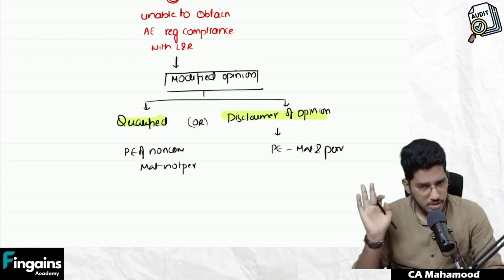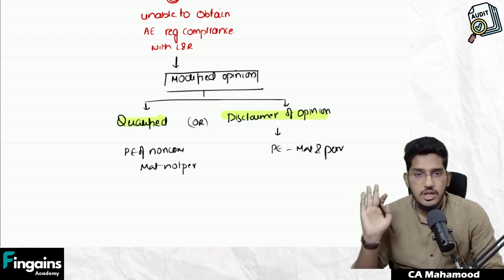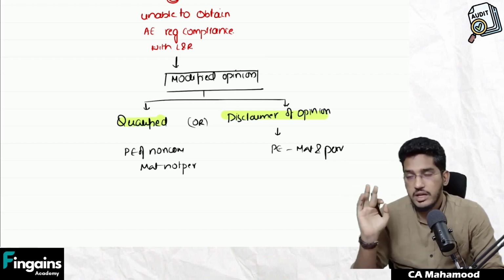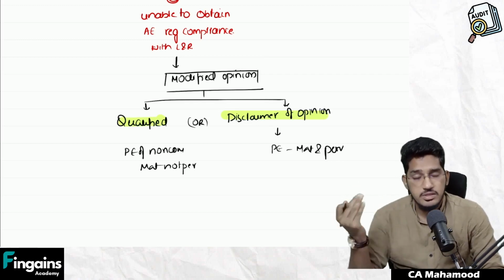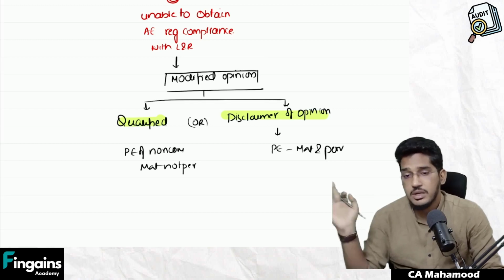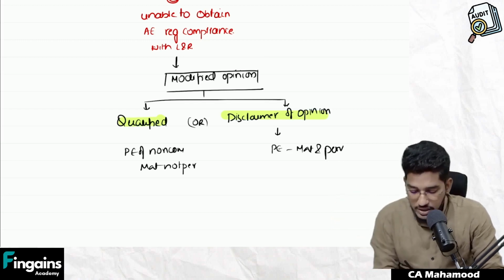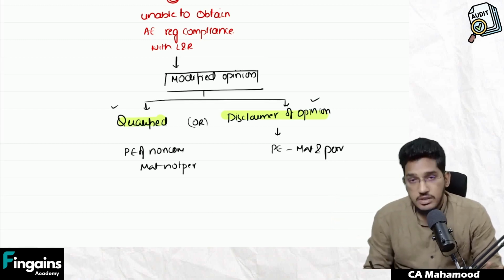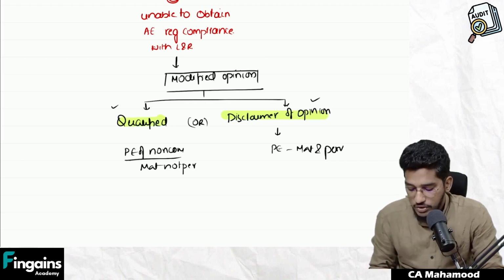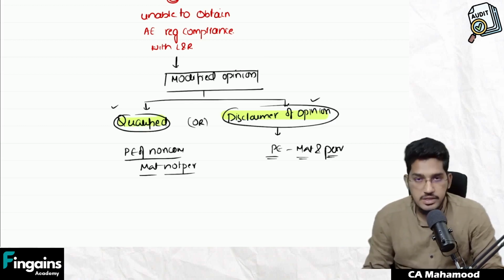But as I mentioned, most of the students will commit this mistake. The moment they read that the auditor is unable to obtain audit evidence, they will immediately jump to the conclusion that disclaimer will be appropriate. No. In case you are unable to obtain audit evidence, two options are feasible. Either you can give qualified opinion or you can give disclaimer. If the possible effect of non-compliance is material only but not pervasive, then we will just give qualified. If the possible effect is material and also pervasive, then we will give disclaimer.